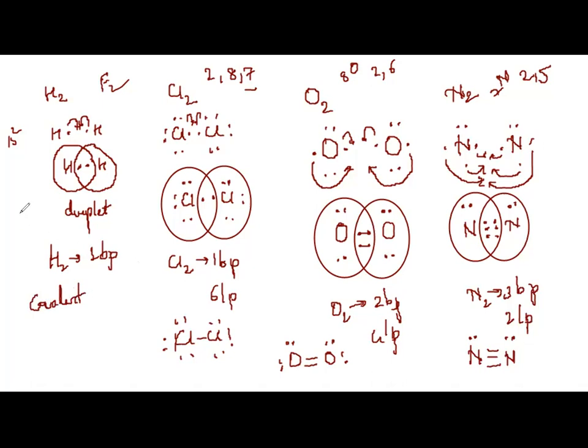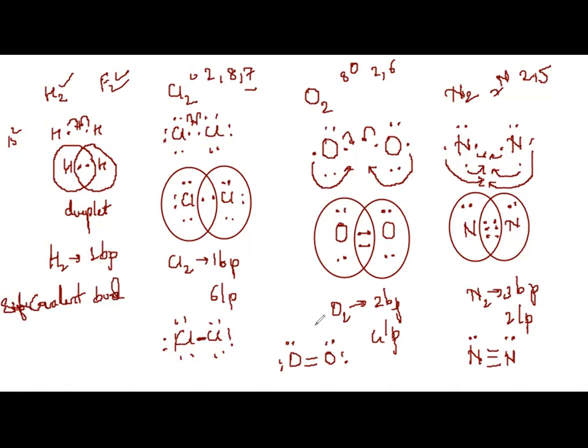Now, if you consider these 3 examples, H2, F2 and Cl2, here a covalent bond is formed by mutual sharing of 1 electron pair, or 1 electron each between the 2 combining atoms. A covalent bond formed by mutual sharing of 1 electron pair is called a single covalent bond.